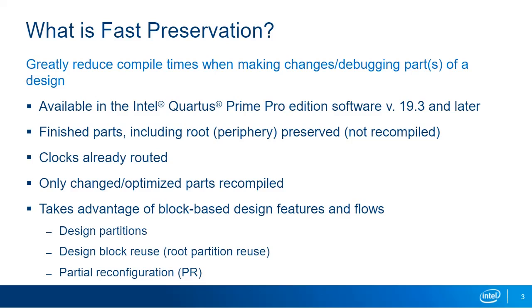Preserved logic refers to logic and I/O resources found in the device periphery, along with preserved core logic and clock network routing. The fast preservation feature takes advantage of and requires the use of the block-based design features found in the Intel Quartus Prime software. This includes design partitioning, design block reuse, specifically root partition or periphery reuse, and partial reconfiguration.